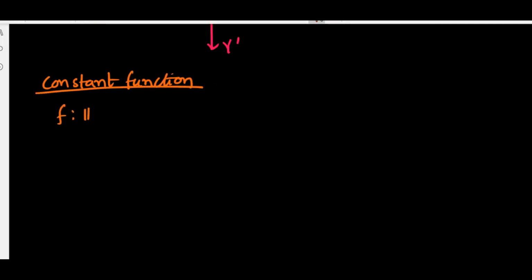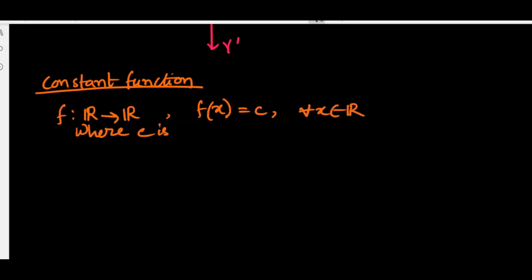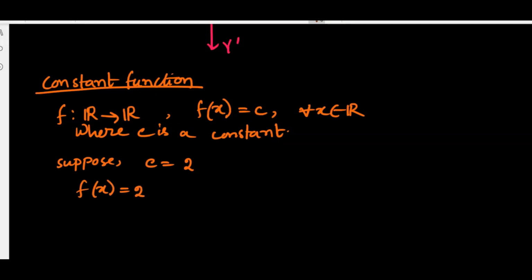Suppose f is a function from the set of real numbers to the set of real numbers, defined like this: f of x is equal to c for all x belongs to R, where c is a constant. Then we call this a constant function. We can take c as anything. Suppose you take c equal to 2. Then the function will be f of x is equal to 2. That is, for all values of x, the function takes only the value 2.